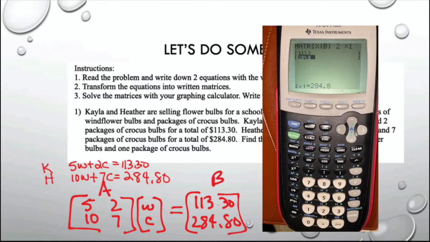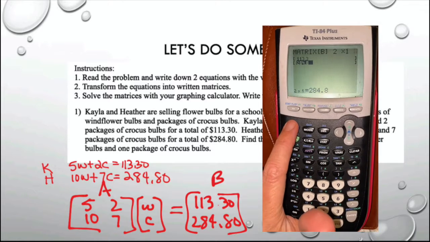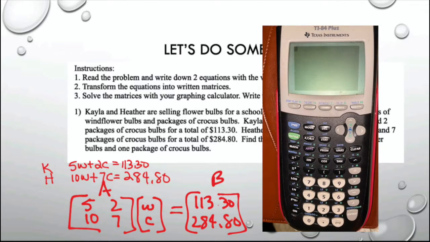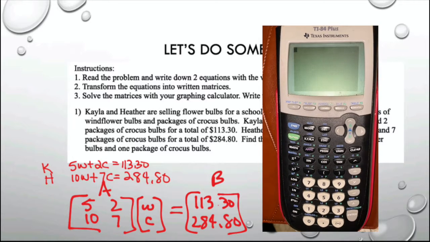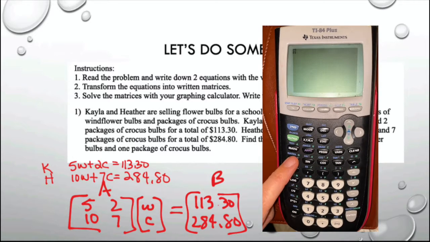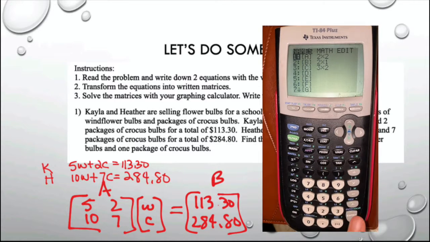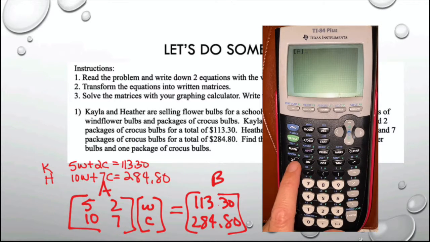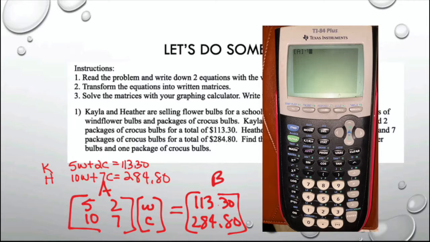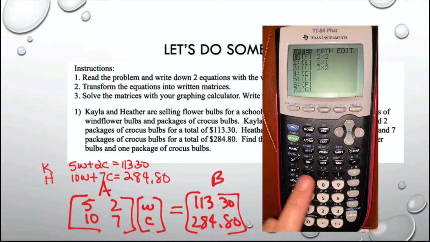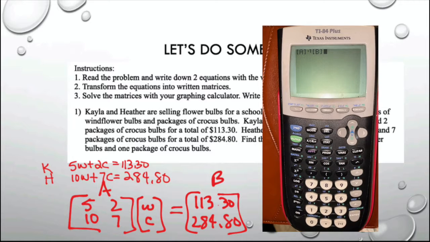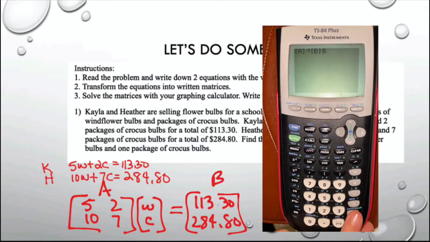There we go. And then we're going to call up the A matrix and take the inverse, and then do the B matrix. So here's the matrix. We're going to call up A. We're going to take the inverse, which is this button right there. And we're going to call up the B matrix and multiply them together. And we're going to get this.